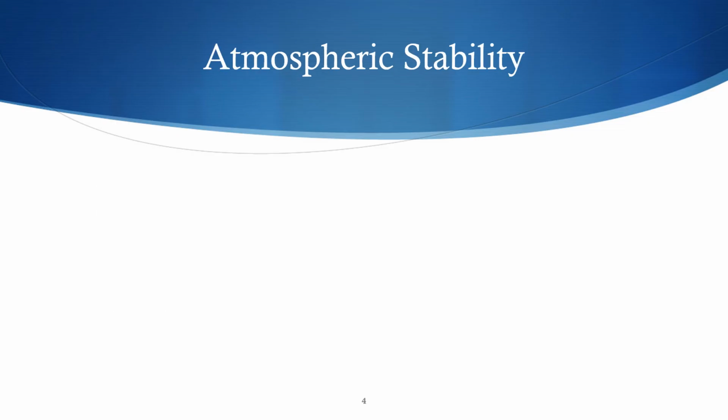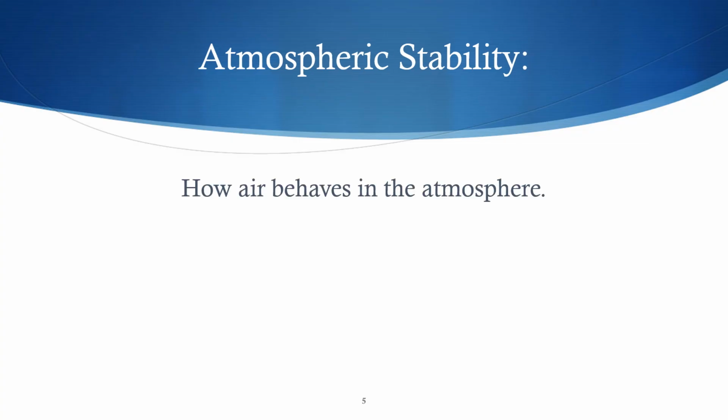So what the heck does atmospheric stability even mean, really? Well, in simplest terms, atmospheric stability is just how air behaves in the atmosphere. We've got two basic kinds of stability, stable and unstable, and then a third one that's a little more exotic that we won't go into too much, but it's good to know, which is conditional instability.